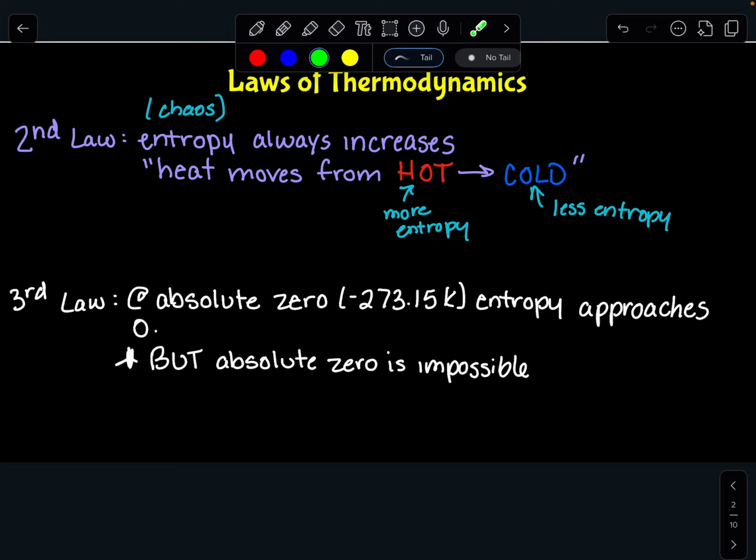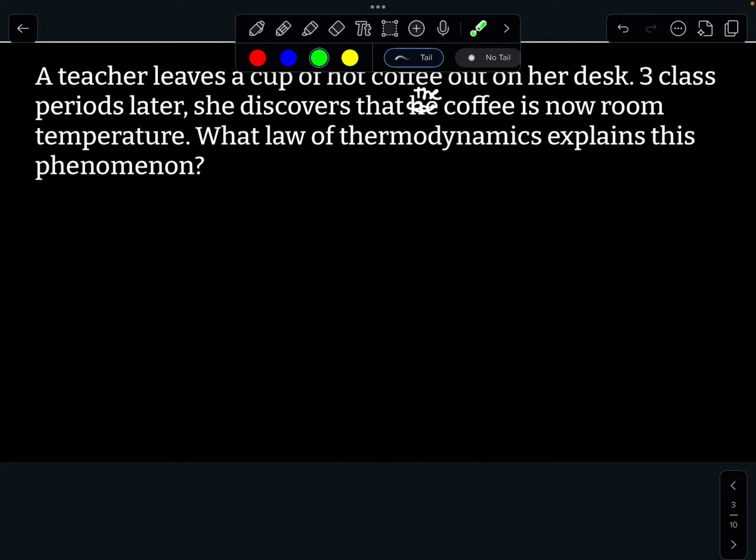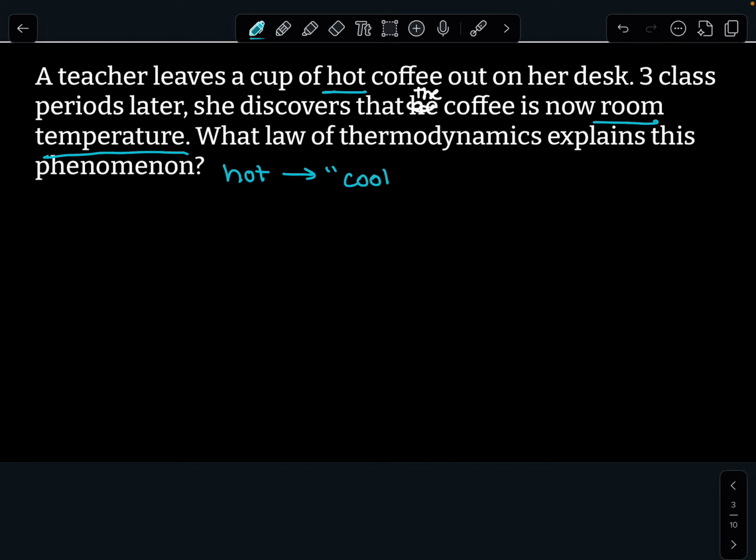Now that you know the laws of thermodynamics, let's see how we could be asked questions to apply this knowledge. So let's look at this first one here. The first question says that a teacher leaves a cup of hot coffee on her desk, and that 3 class periods later, she notices that the coffee is now room temperature. Which law of thermodynamics explains this? Well, when I break down this question, I see hot coffee and I see that it changes to room temperature. So we lost heat, right? We went from hot coffee to cool coffee.